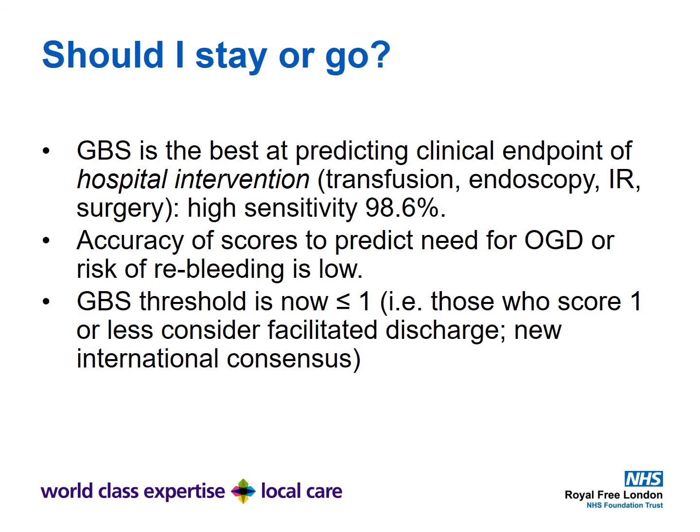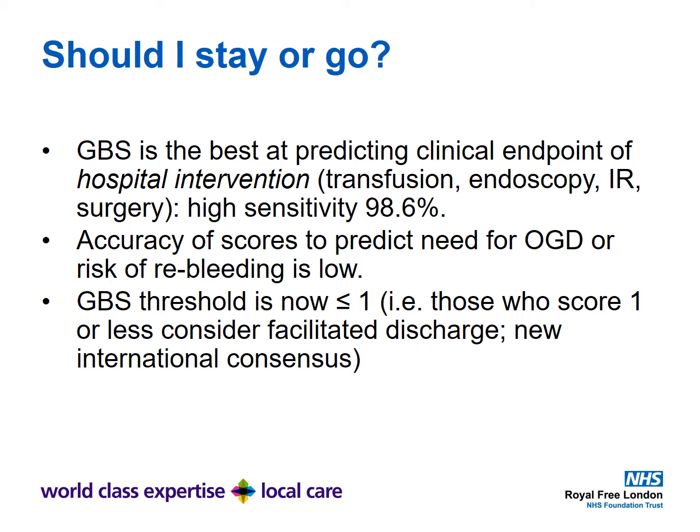So the Glasgow Blatchford score is the best at predicting the clinical endpoint of hospital intervention, and that hospital intervention can include blood transfusion, endoscopy, and interventional radiology such as gastroduodenal artery embolization, and it has a very high sensitivity at 98.6%. The accuracy of scores to predict the need for OGD, or the risk of rebleeding, is low.